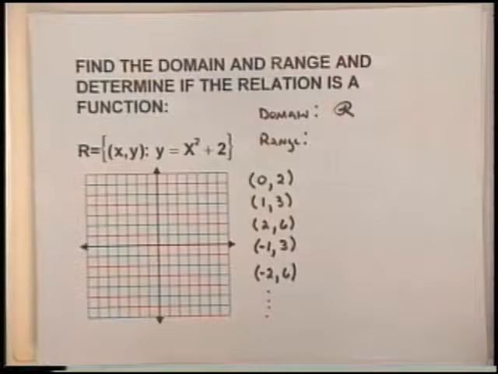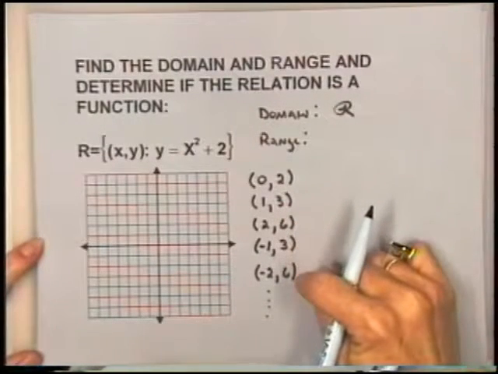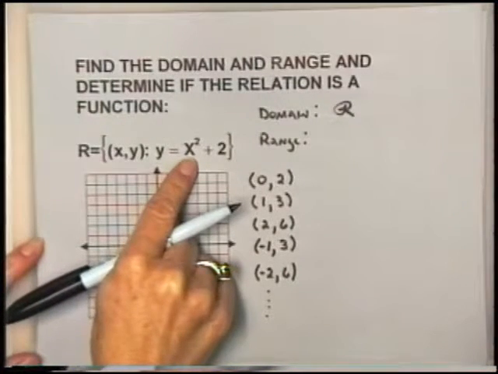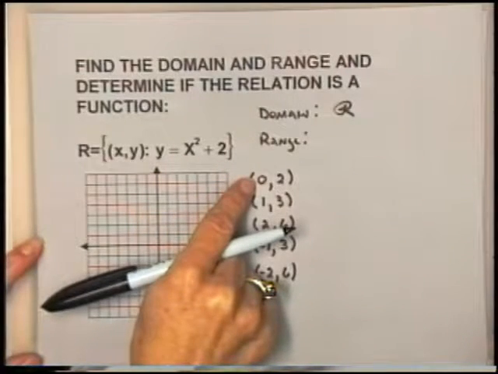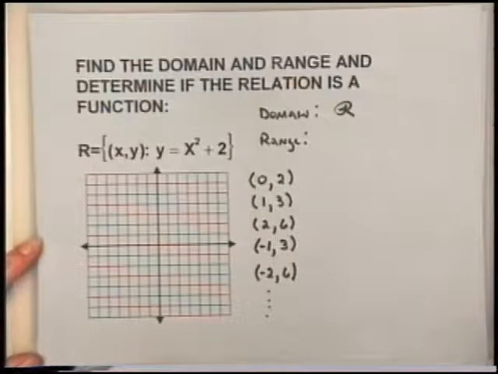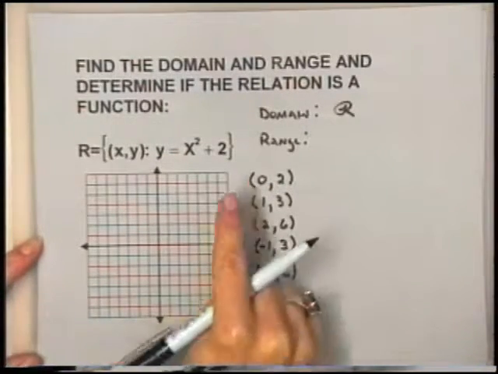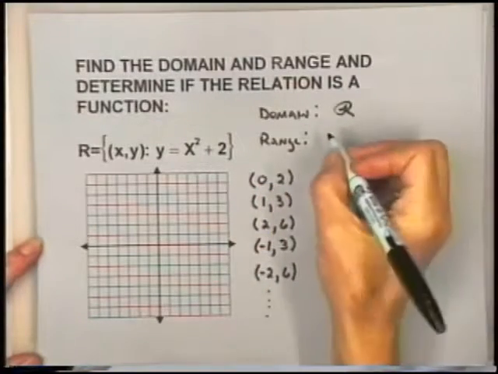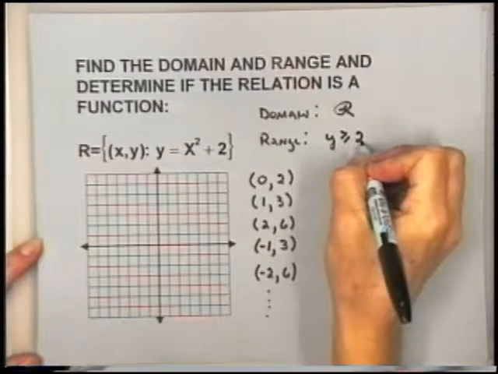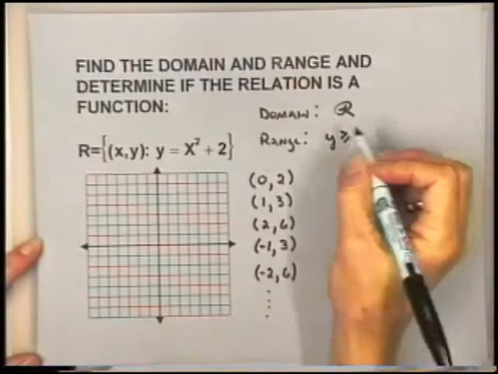If we're squaring x, that will always be a positive number or perhaps 0. And then we're adding 2. We can never get a negative answer. In fact, looking at these y values, I noticed something else. If the smallest value that x squared can have is 0, and 0 plus 2 gives me 2 for the y value, I believe that the smallest y value will be 2. I think my range is going to consist of y values that are greater than or equal to 2.